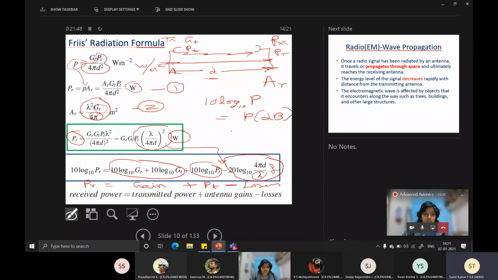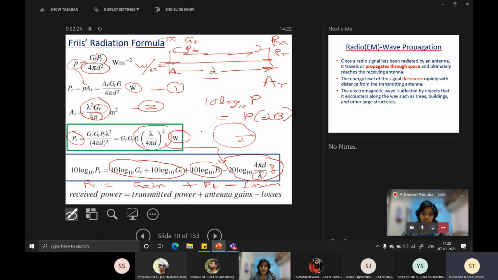Let us say that it's a point source. The transmitter is a point source, and it's radiating in an isotropic pattern. Then the power density at a distance d is nothing but PT divided by the surface area of the sphere whose radius is d. Is it okay? So that's why you have this units, watts per meter square.